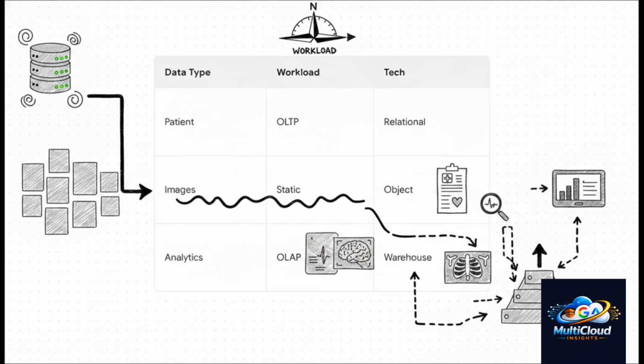Transactional patient data thrives in a relational database using OLTP, online transaction processing, which is specifically designed for capturing thousands of really fast, small updates. But massive, static medical images belong in object storage. High-speed caching might use an in-memory database like Redis, while hospital-wide analytics need a data warehouse built for OLAP, online analytical processing, to handle complex queries across massive historical datasets.